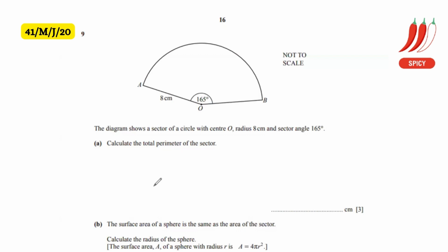This question says, the diagram shows a sector of a circle with center O, radius 8 centimeters, and sector angle 165 degrees. Calculate the total perimeter of the sector. So to find the total perimeter of the sector, what we need is the length of OA, the length of OB, and AB. Perimeter is the entire boundary of the shape, whereas area is the space that the shape occupies.